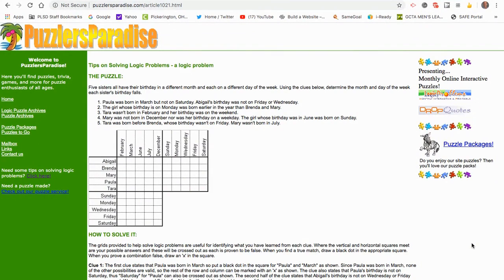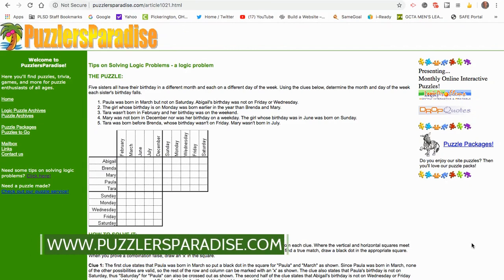The first one is here, which is called Puzzler's Paradise. Has a lot of logic puzzles on it. And what they also have, what I like, is this for someone who is not verbal but is more auditory. You can look at something like this and you can get a good understanding of how it works.